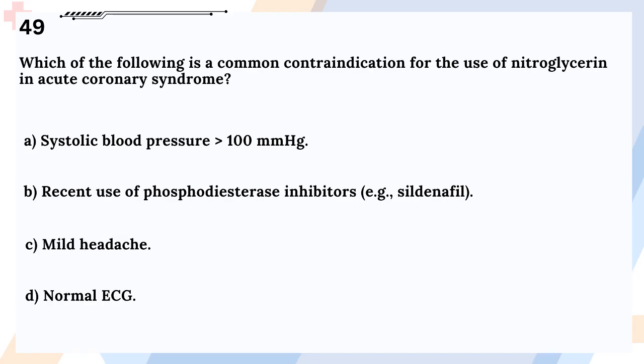Question 49. Which of the following is a common contraindication for the use of nitroglycerin in acute coronary syndrome? A. Systolic blood pressure greater than 100 mm of mercury. B. Recent use of phosphodiesterase inhibitors, e.g., sildenafil. C. Mild headache. D. Normal ECG.